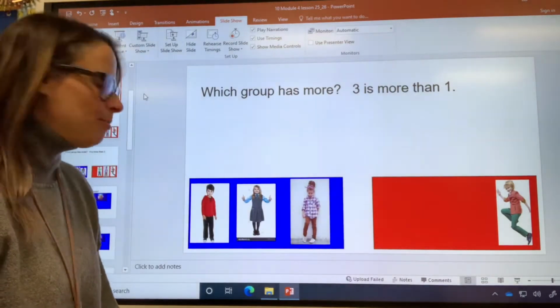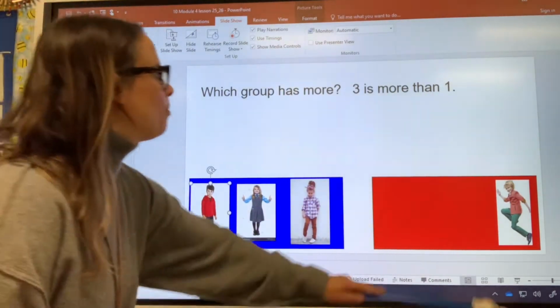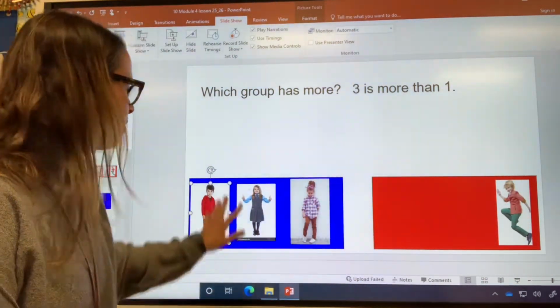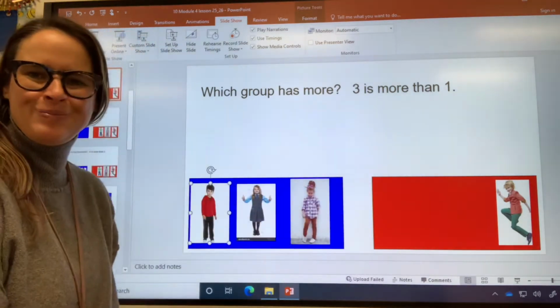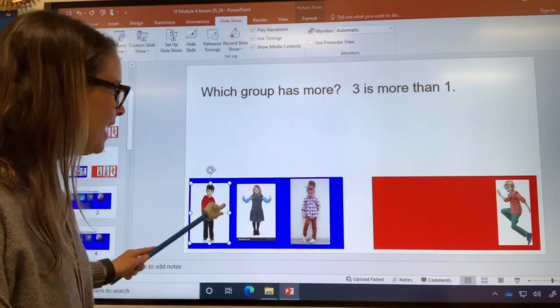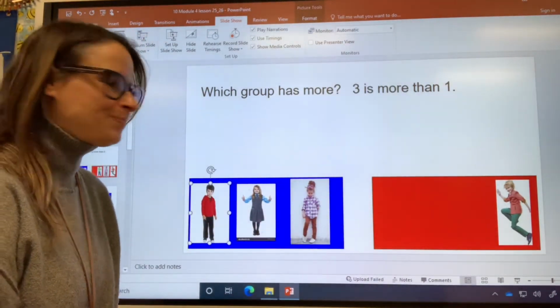Let's count how many are in the blue group. 1, 2, 3. And how many kids are in the red group? 1. Which one has more? Which group has more? The blue group or the red group? Did you say the blue group? Good. That's because it has 3. 3 is more than 1, right?